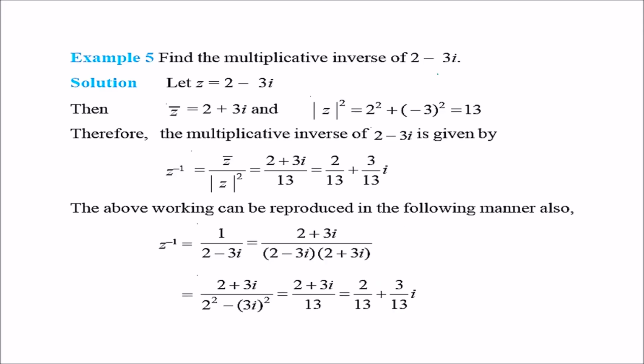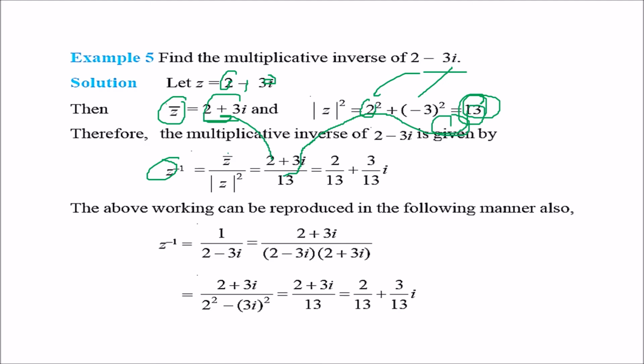So, the multiplicative inverse of 2 minus 3i. This is an example. We'll use the expression we have just learned. z bar is what? Take this plus, so 2 plus 3i. We are just changing the sign. The modulus square is this square plus this square. So 2 square plus minus 3 square, that will be 13. And z inverse is clearly z bar by modulus of z whole square. This is z bar, and this was our modulus of z whole square. So you get this expression.